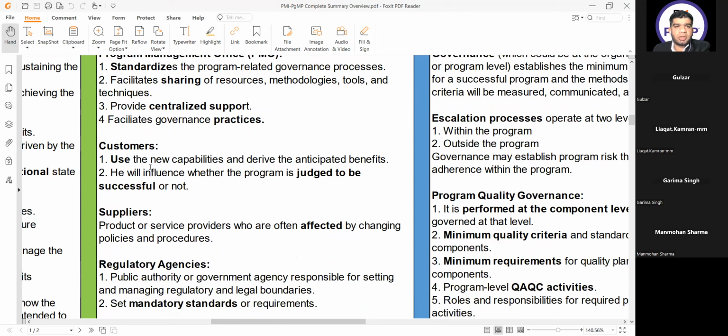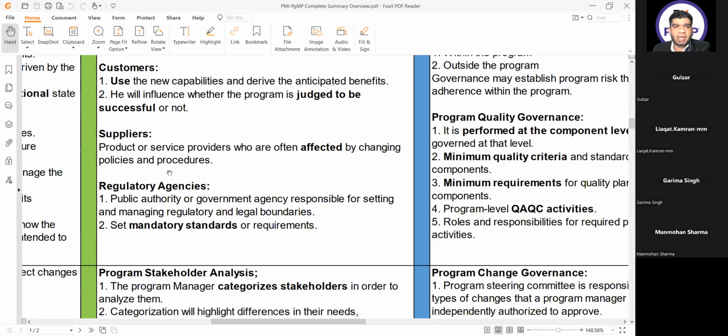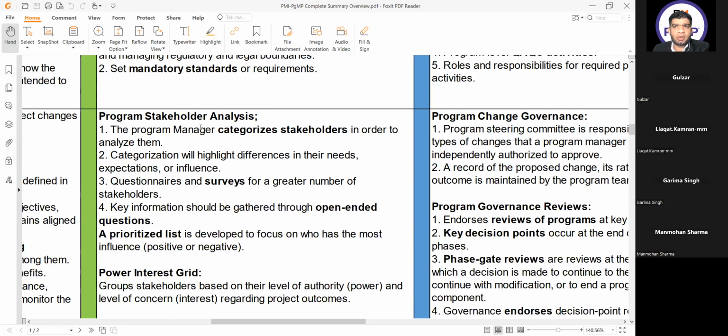Customers use the new capabilities and drive the anticipated benefits. He will influence whether the program is judged to be successful or not. The customer is the person who is using your benefit. Suppliers are product or service providers who are often affected by changing policies and procedures. Then we have regulatory agencies, the public authority or government agency responsible for setting and managing regulatory and legal boundaries, and setting mandatory standards or requirements. Then we do program stakeholder analysis.